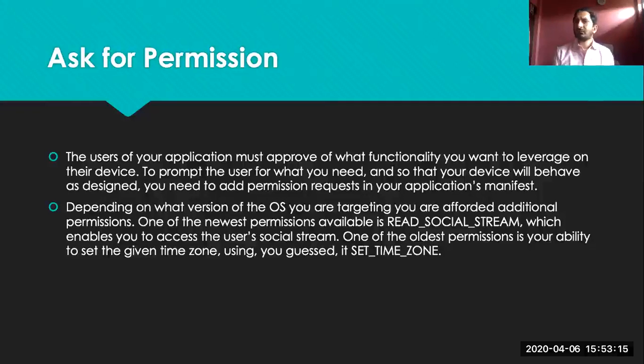Next is asking for permission. If our application requires some resources, for example, if I want to access social media streaming, I have to ask for permission and I have to write those permissions in the Android manifest file.